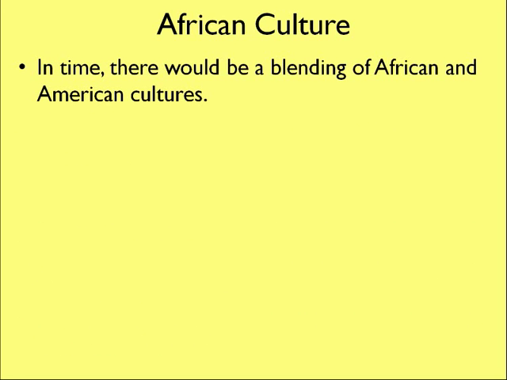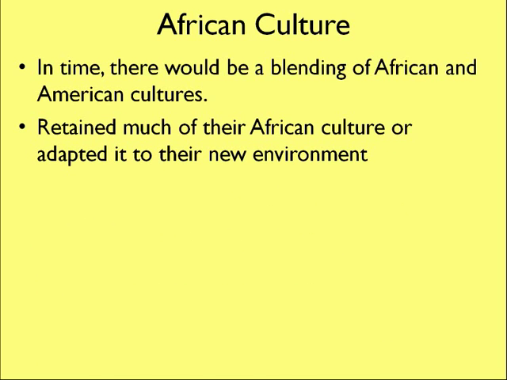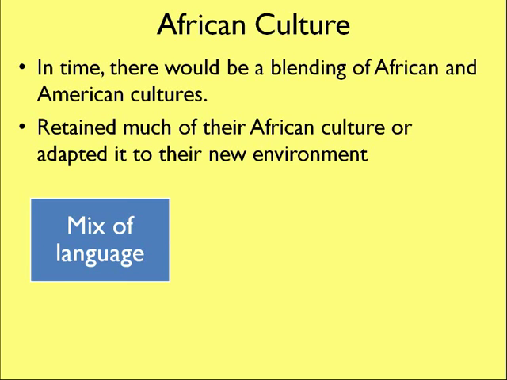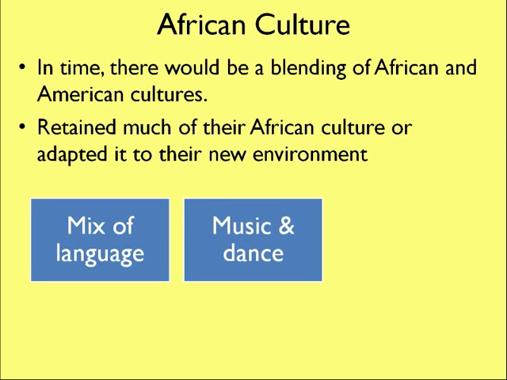And finally, African culture. In time, it would blend African and American and English sort of cultures and become a new culture, like an African-American culture. They retained much of their African culture or adapted it. There's a mix of languages, so Africans are coming from places of different languages. So sort of a new language develops amongst them that also mixes in English. Music and dance was very important to them. When they're in the fields, they're singing.